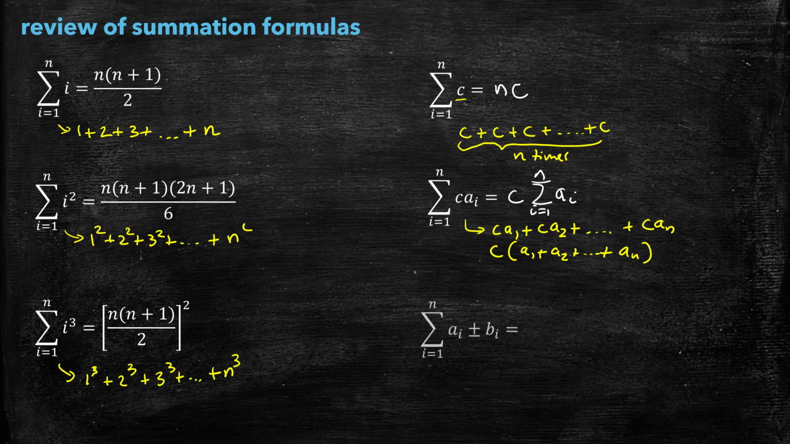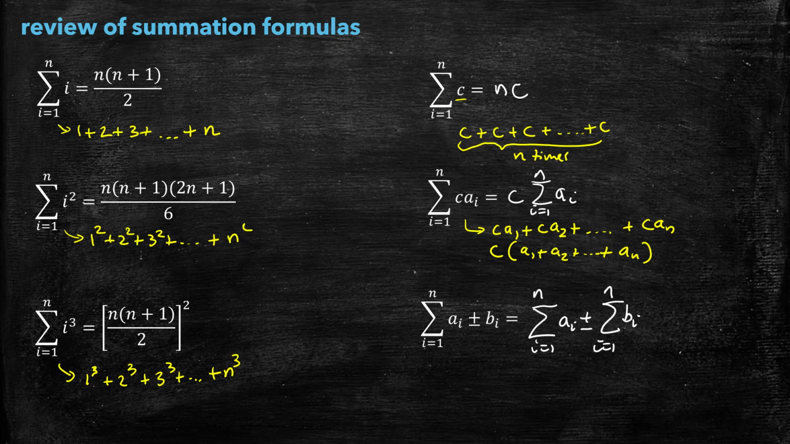And then the last result is kind of common sense. We've seen this before with limits: if you want the sum of two terms, a_i and b_i, or the difference, you can, in a sense, distribute it and write it as the sum of the a_i's plus or minus the sum of the b_i's from i equals 1 to n. So you might want to make a note of these results, as we will be using them in the next practice problem.